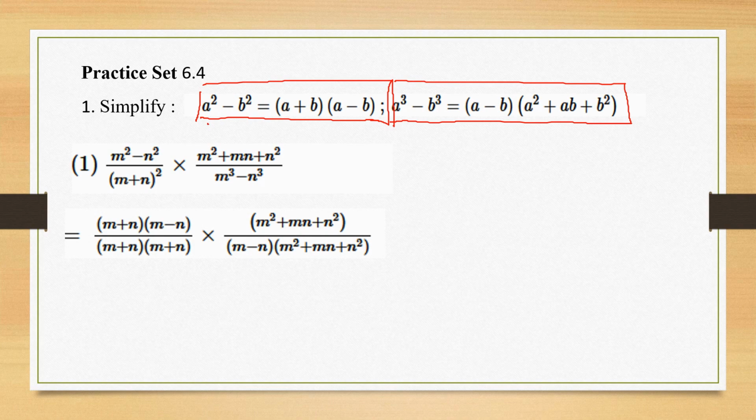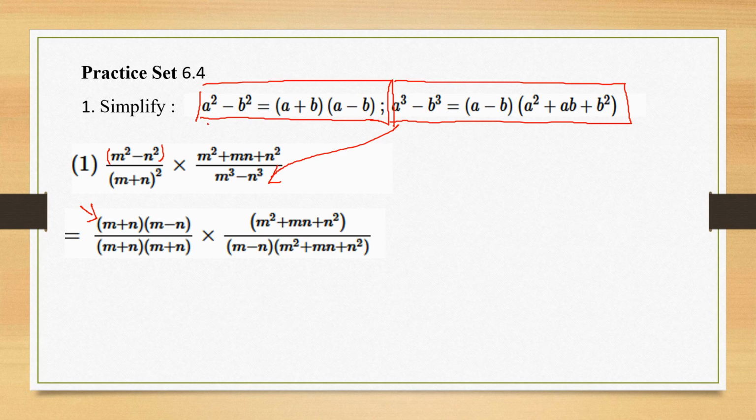Now let us solve one by one. For m square minus n square, we'll use the formula a square minus b square and expand it. So this becomes m plus n into m minus n. The denominator is m plus n the whole square, so we'll write it as m plus n into m plus n. The other expression, m square plus mn plus n square, we'll write as it is. And in the denominator, it is m cube minus n cube, so we'll use the a cube minus b cube formula and expand this. So this becomes m minus n into m square plus mn plus n square.